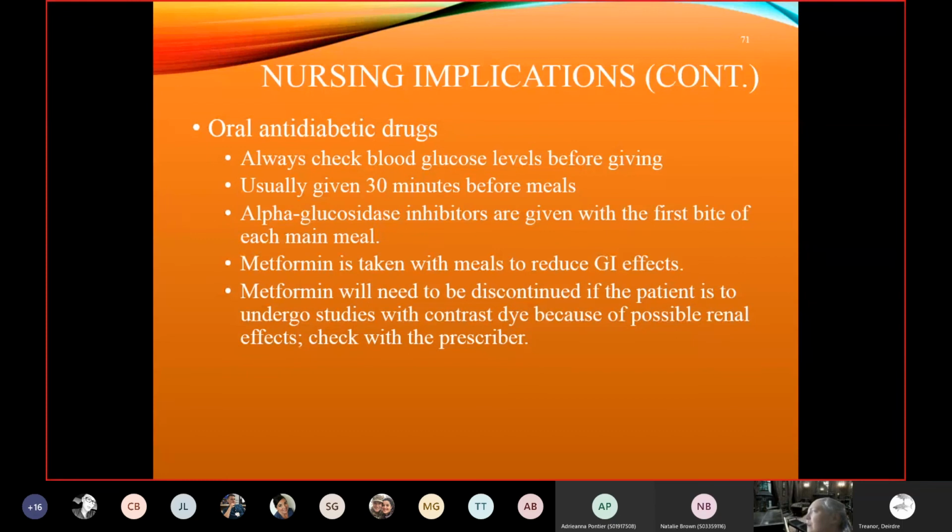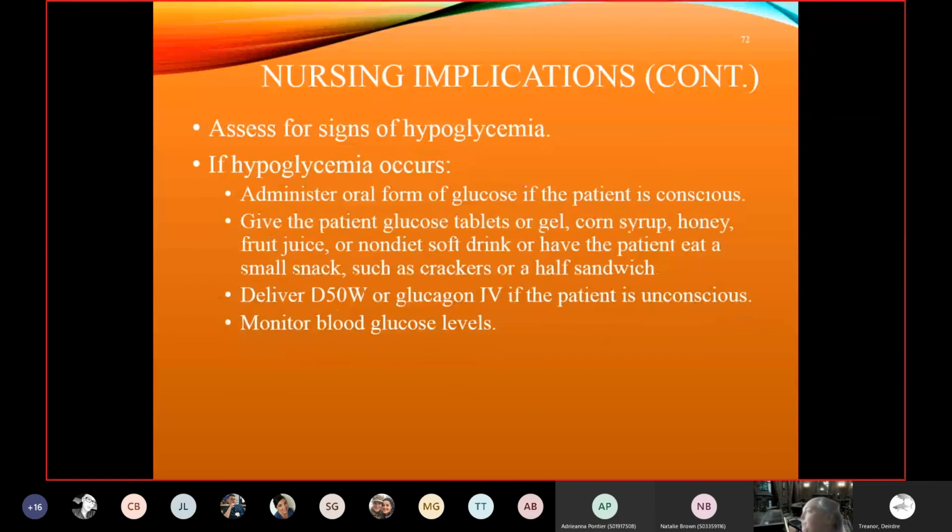And again, we talked about the contrast dyes because of problems with the kidneys. So you might have to check with the prescriber. Always keep in mind hypoglycemia. Follow any protocols that are in order. So give oral glucose if the patient is conscious. So glucose tablets or gel, corn syrup, honey.